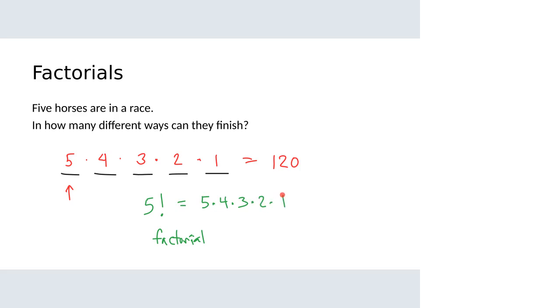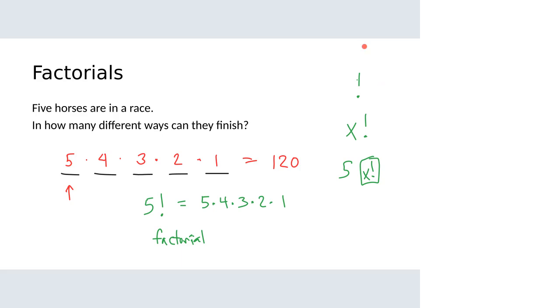On your calculator somewhere, you probably have a button that's either just an exclamation point or X with an exclamation point next to it. That's a factorial. That's what this is for. And so if you were to type in 5 and then that button, whichever button it may be, your calculator should give you 120, because what it's doing is multiplying 5, 4, 3, 2, 1. It's multiplying all of those together.